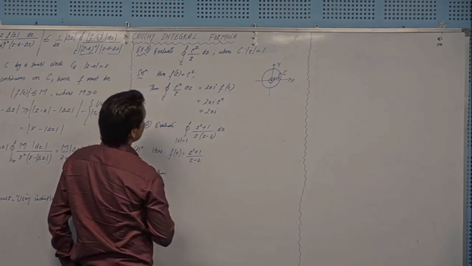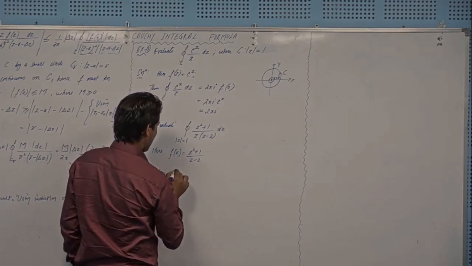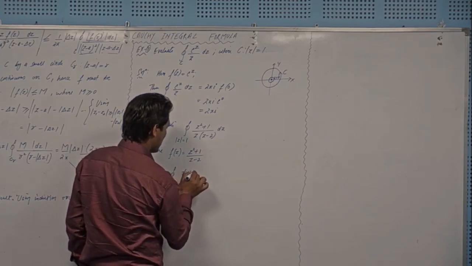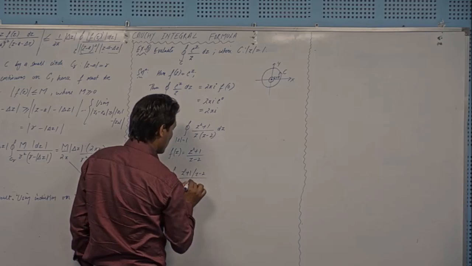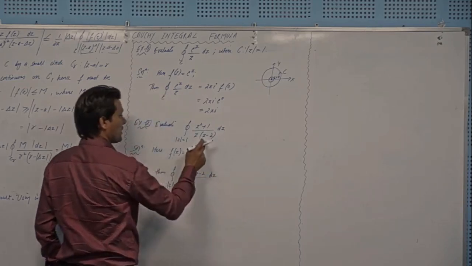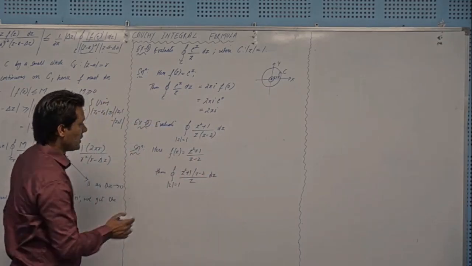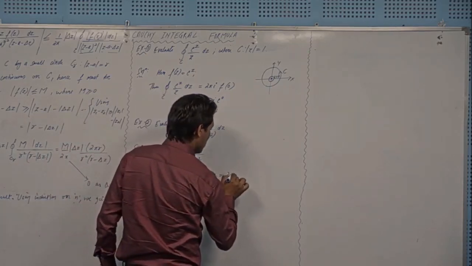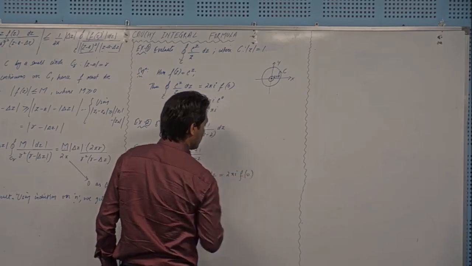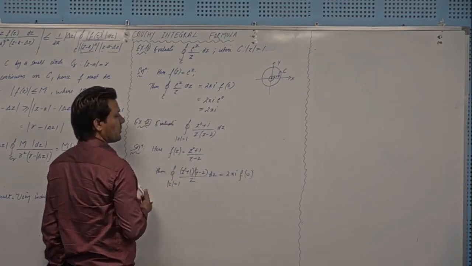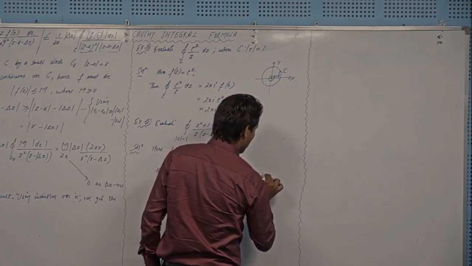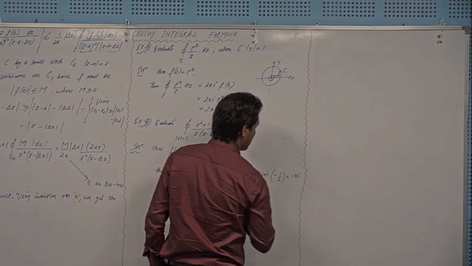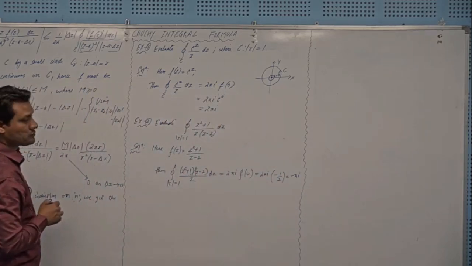Then the integral over mod z equal to 1 of z square plus 1 over z minus 2, all over z, dz, means you have to write this integral in this form. And you can see that this will give you 2 pi i into f of 0. Now you can put 0 here. That will give you minus 1 by 2, and 2 pi i times minus 1 by 2, then minus pi i is the answer.